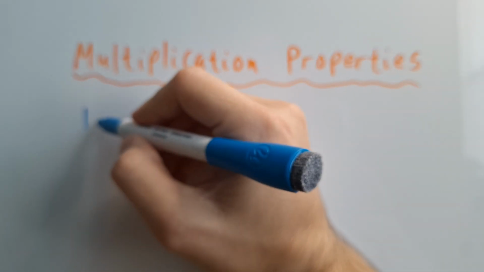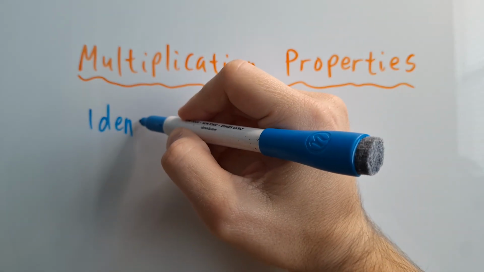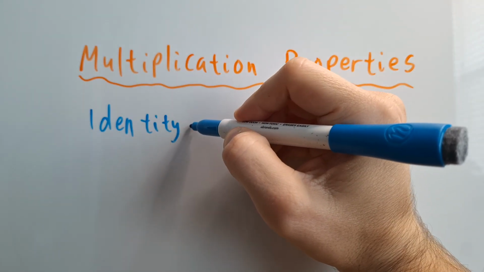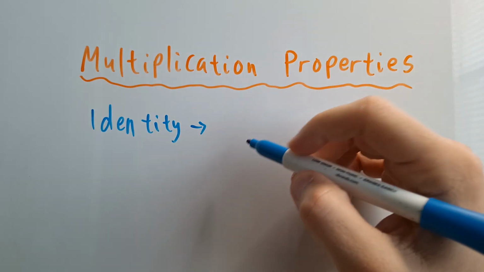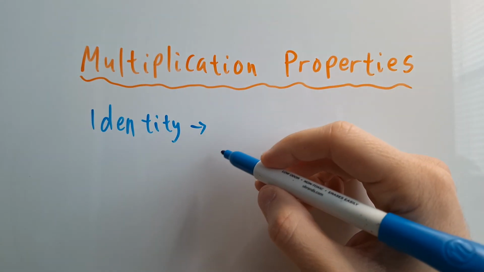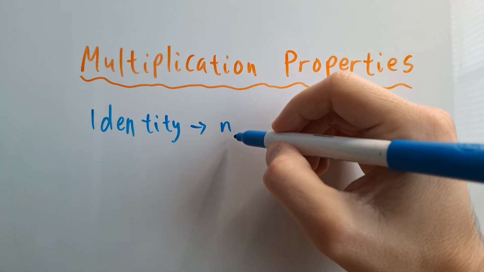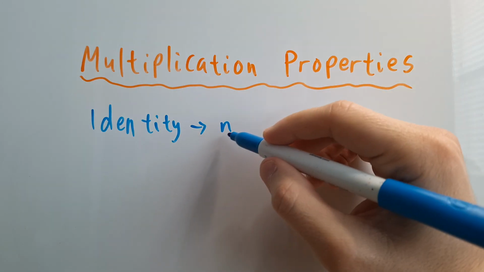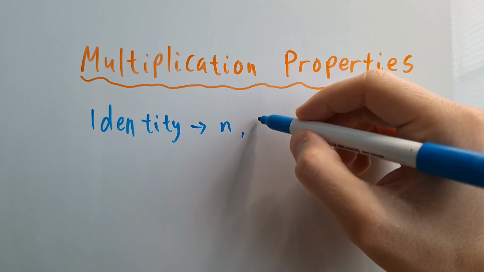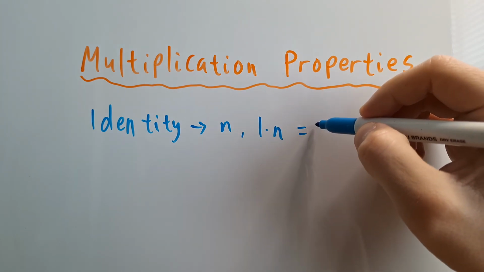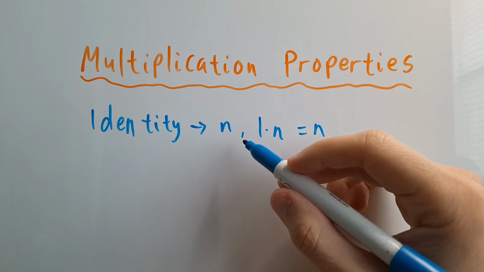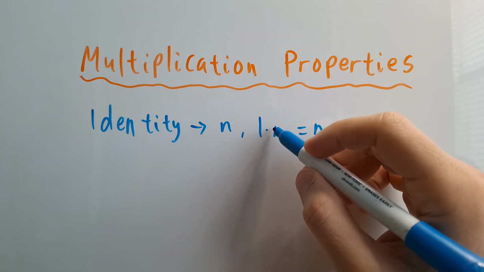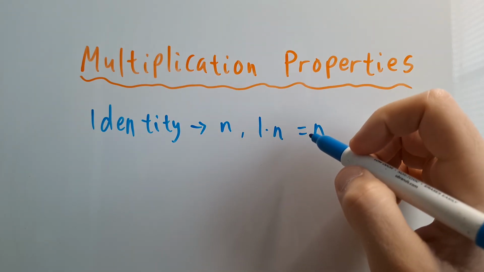The first property is known as the identity property of multiplication. So just like how we had one for addition, there is one for multiplication as well. And it states this: for every real number n, and I'll use n for each of the examples for this video. For every real number n, 1 times n is equal to n. This works for both positive and negative numbers. And what it's telling you is if you multiply a number by 1, you will get that same number.